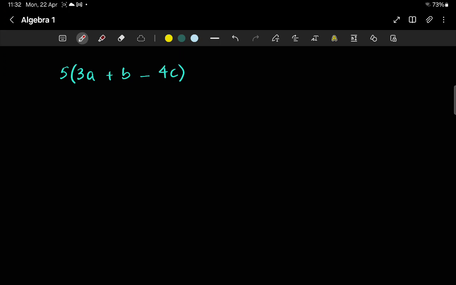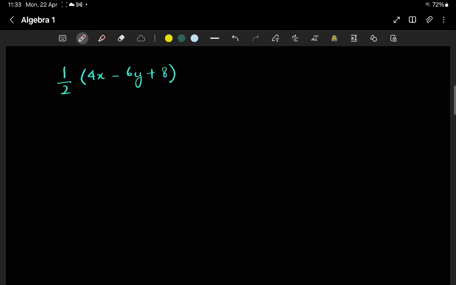So let's come to the another question. In this question we will further learn how to multiply 5 times 3a. So 5 times 3 is 15, and then 5, and here we will write the a plus, because plus, and 5 times b is 5b, then plus minus 5 times 4 is 20, and c will be written as it is. So here we have all different variables, we cannot further simplify, so this is the answer.